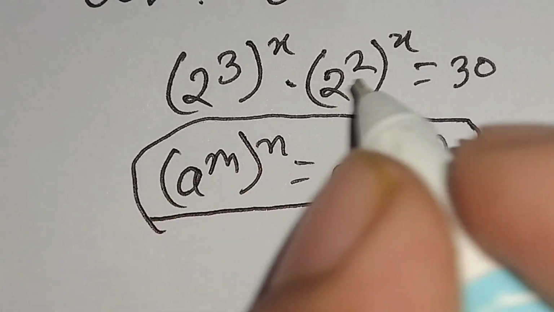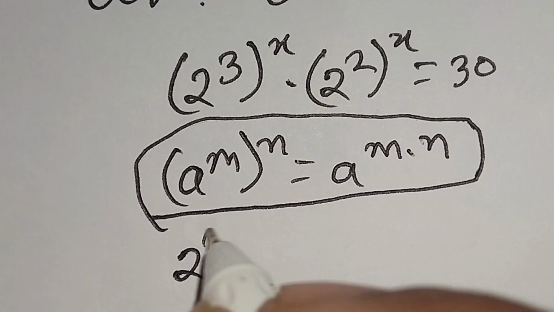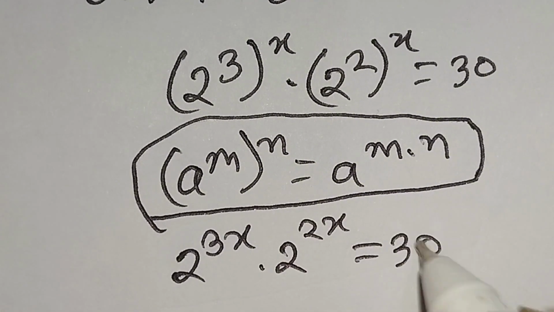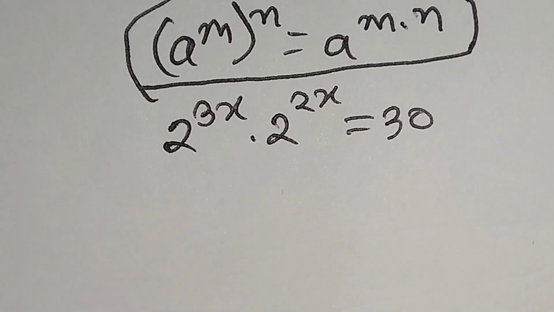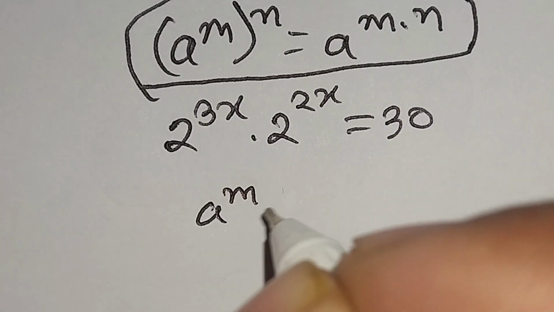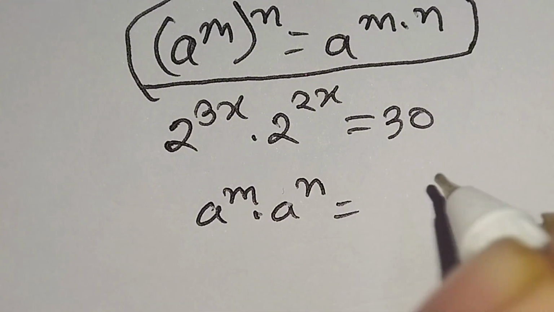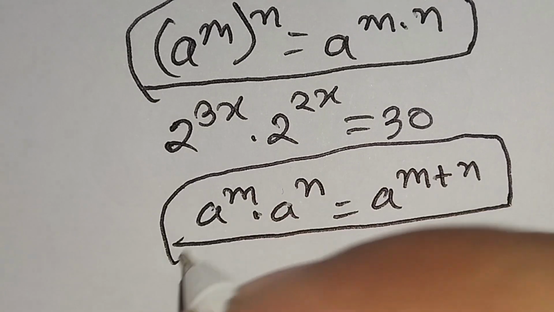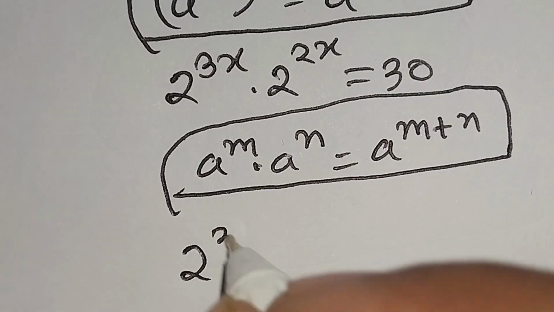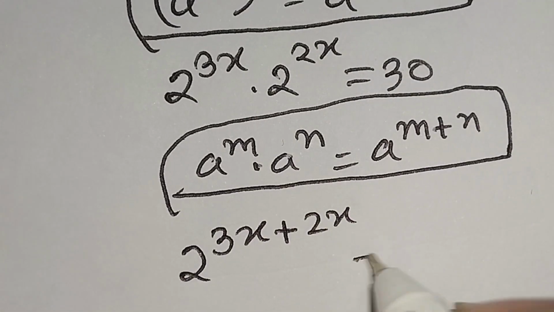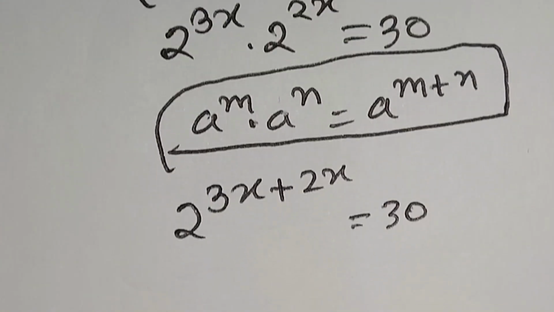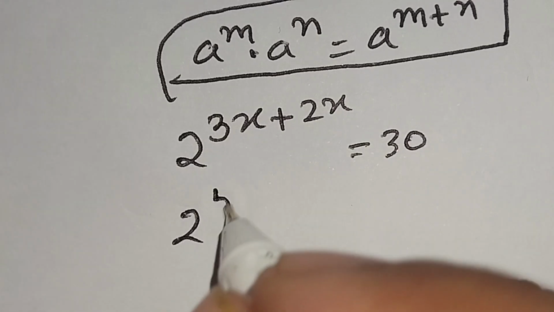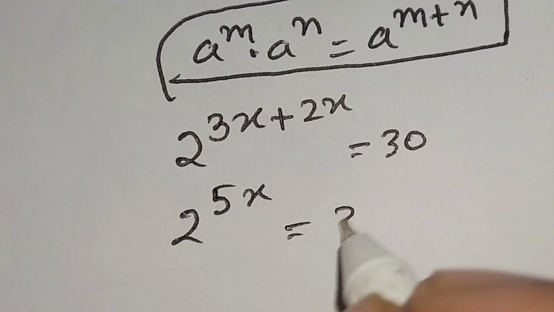According to this property, we can write this line as 2 to the power 3x times 2 to the power 2x is equal to 30. We know a to the power m times a to the power n is equal to a to the power m plus n. According to this property, we can write 2 to the power 3x plus 2x is equal to 30. Here 2 to the power 3x plus 2x, which is 5x, is equal to 30.